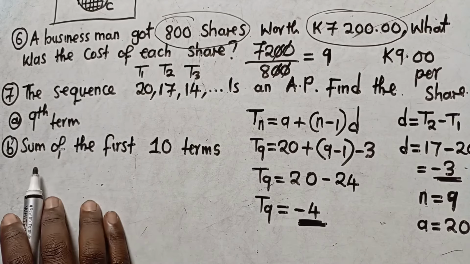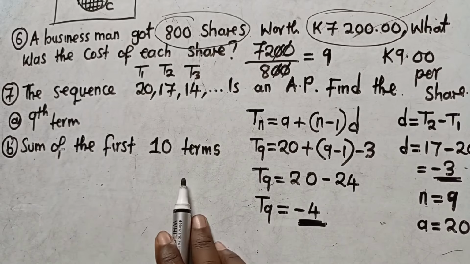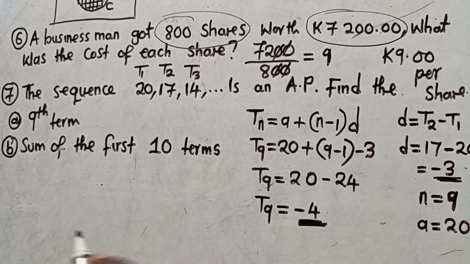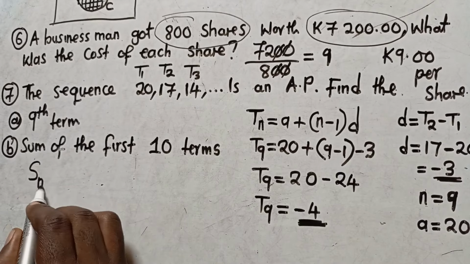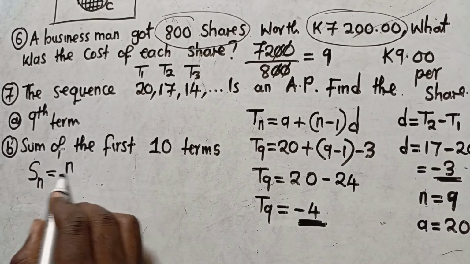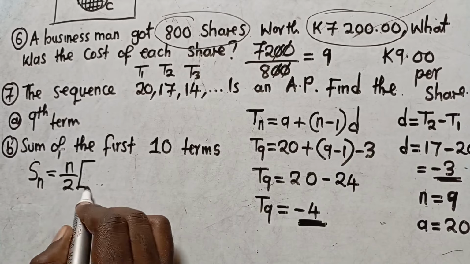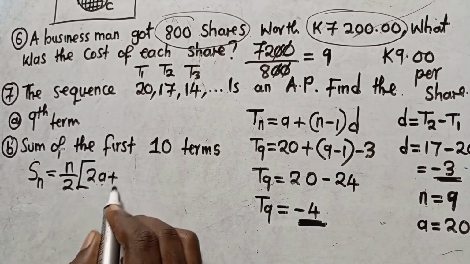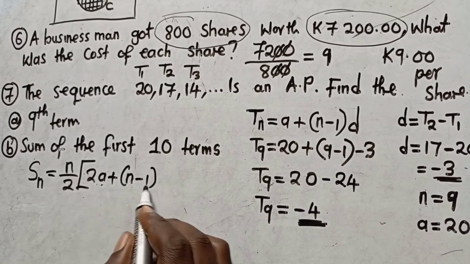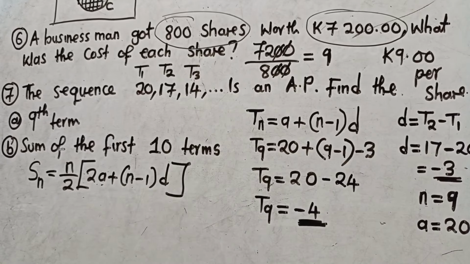We now move on to this question here. They're telling us to find the sum of the first 10 terms. So we need to write the formula. The formula we get to use is S_n equals n over 2, then 2a plus n minus 1 times d. This is the sum of the n terms of an AP. This is the formula you are supposed to use.